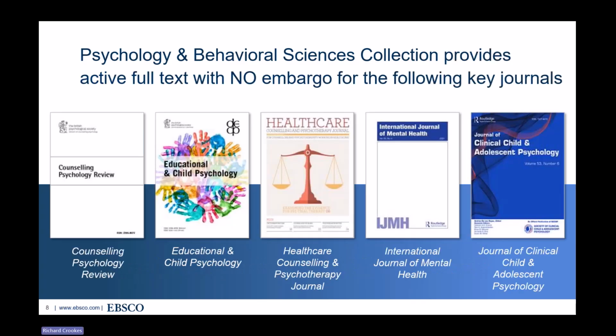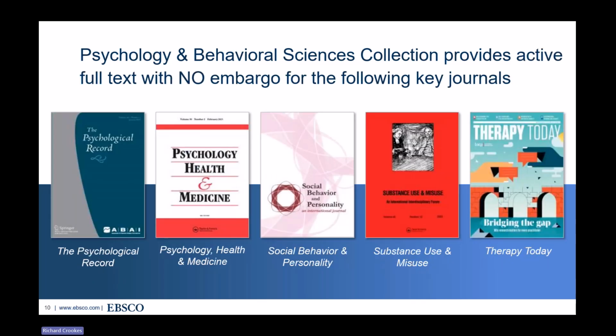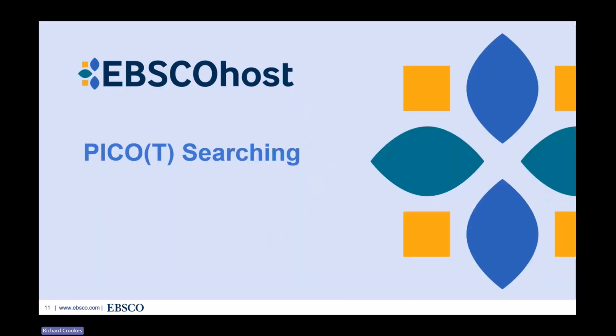Just to give you an idea of some of the key titles that are included, and notice that these are active full text, current full-text journals with no embargo available through this database. For example, you've got the International Journal of Mental Health, the Journal of Clinical Child and Adolescent Psychiatry, the Journal of Mental Health, Religion and Culture. Again, active full text, no embargoes. There's no barrier to get into the latest full text because they're available currently. You've got Social Behavior and Personality, Therapy Today, some other examples there. Again, just a sampling of some of the key titles. It also includes Psychology Today, by the way. It's not listed there, but it's also included, as are a number of other full-text journals.